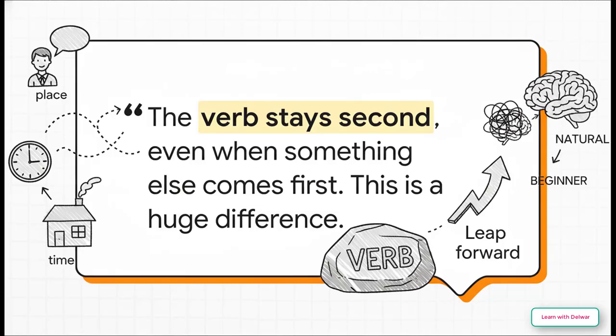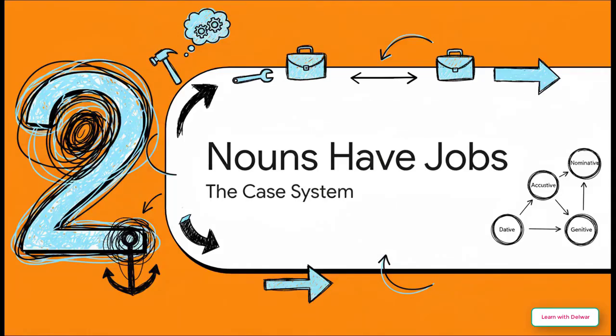So here's the bottom line. It doesn't matter what you start your sentence with, a person, a place, a time, whatever. That verb is like an unmovable rock in the second spot. Truly getting this simple idea is a massive leap forward, and it's what separates clunky beginner German from German that sounds much more natural.